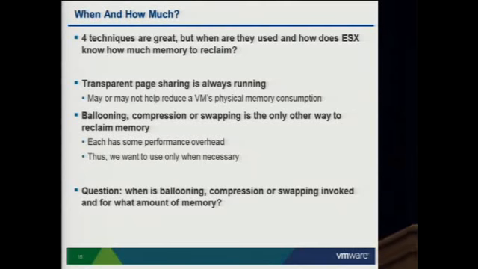So let's put that one aside. So we have leftover ballooning, compression, swapping. They're the only other way to reclaim memory. But each has a little bit of a cost. YP will go into this in a bit more detail later on in the talk. There's a bit of cost, a bit of overhead to running those. So we don't want to run them if we don't have to. We don't want to reclaim memory if we don't have to. So the question is, when do we have to? When do we need to do it?